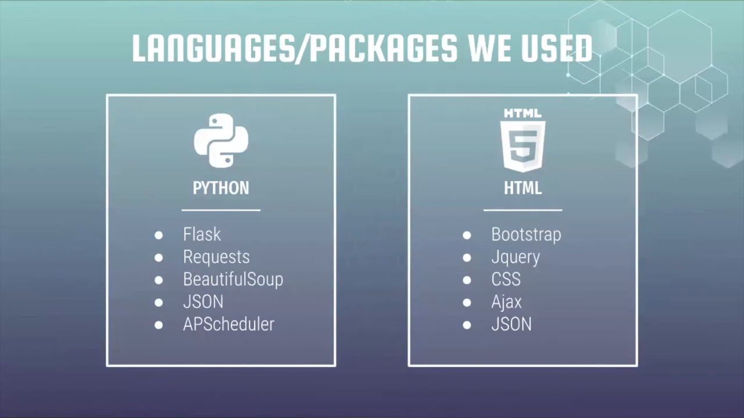The two main languages we used were Python and HTML. With Python, we used several different packages, such as Flask to run our server's requests in order to send different information to our systems; Beautiful Soup, which allowed us to parse through the HTML in the scraper; JSON, which helps us convert the data; and APScheduler, which was used with our scheduler to assign the frequencies. And to design our HTML indexes, we used Bootstrap, jQuery, CSS, Ajax, and JSON, which Nikhil will elaborate more on.